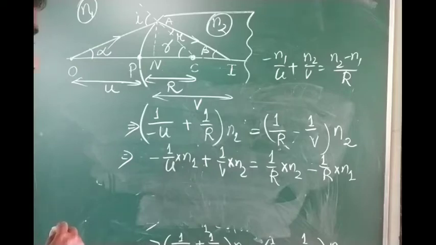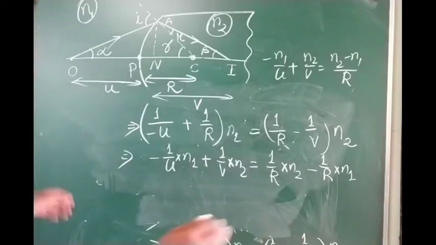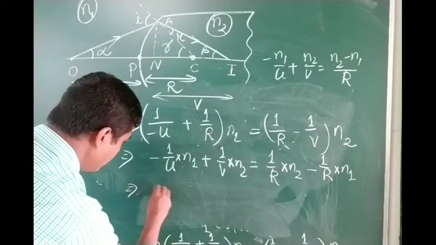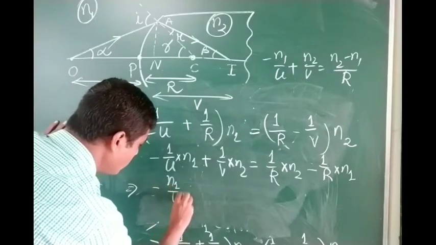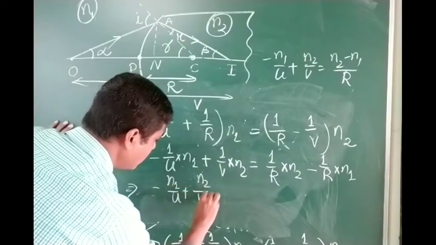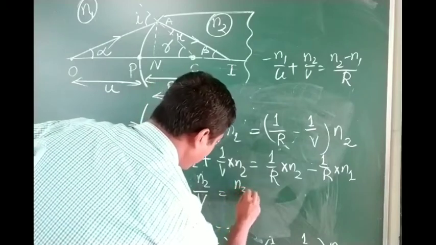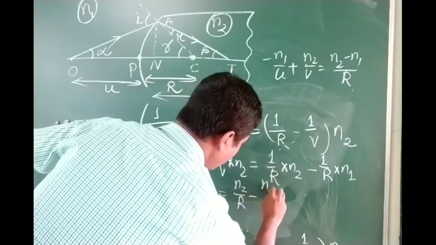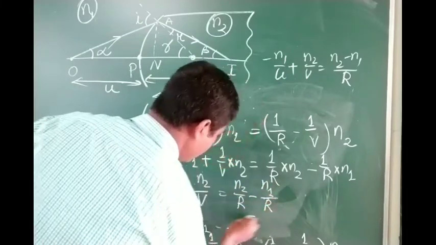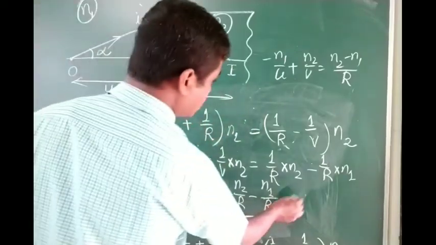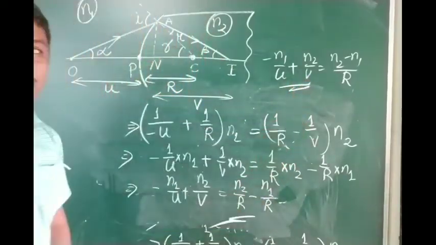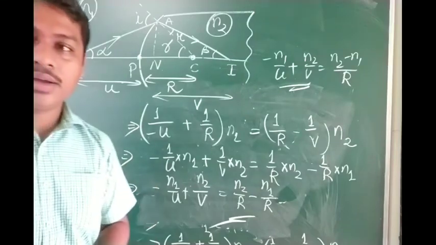Next step, I think we have already proved it. Already we have done it. So you can write minus N1 by U plus N2 by V is equal to N2 by R minus N1 by R. So as you can see, we have already proved the equation. You can see this equation. This is our equation. So we have proved it.